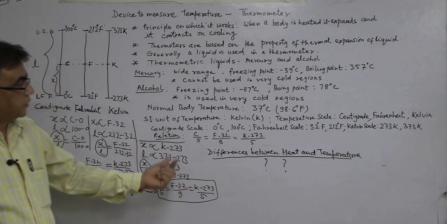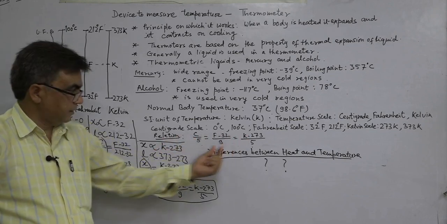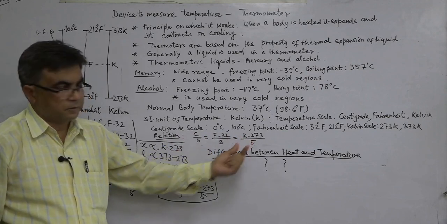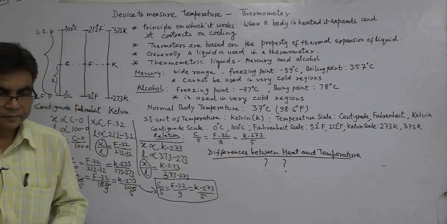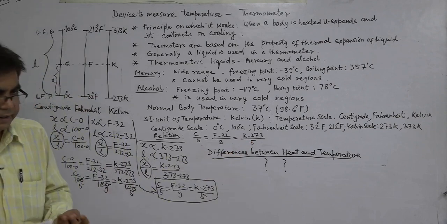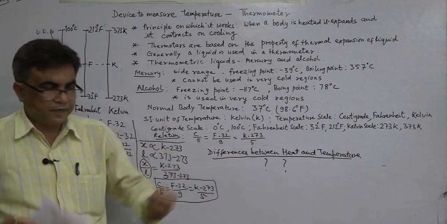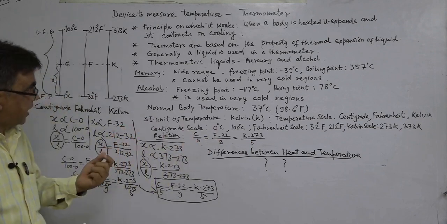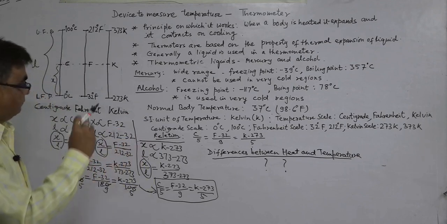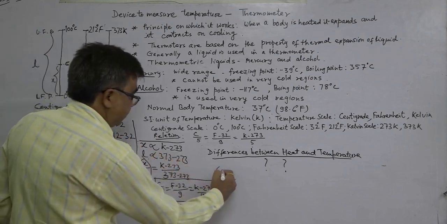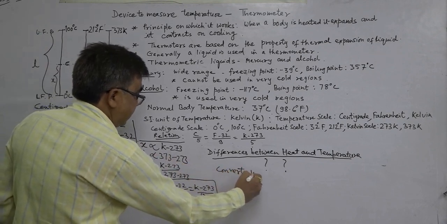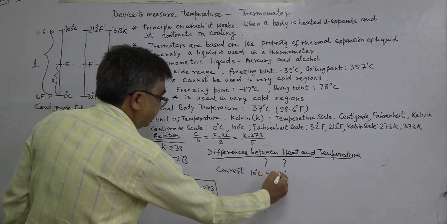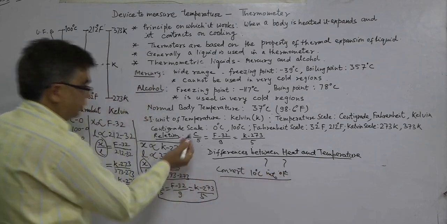Which I have already written here. C upon 5 equals F minus 32 upon 9 equals K minus 273 upon 5. Sometimes you could be asked to convert this much degree centigrade into degree Fahrenheit. So you have to use this formula. Clear? Suppose a very simple question: convert 10 degree centigrade into degree Fahrenheit. So what will you do? You will use this formula.